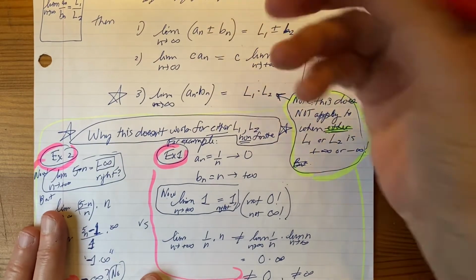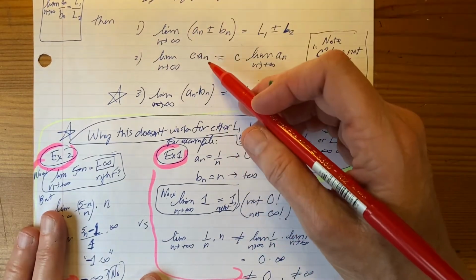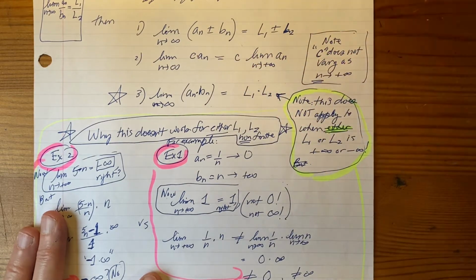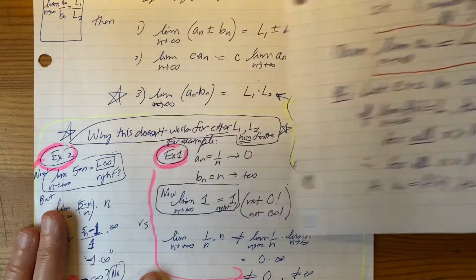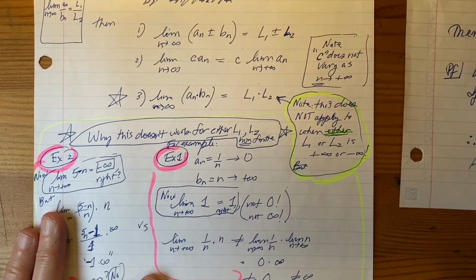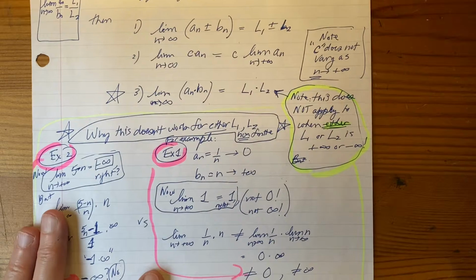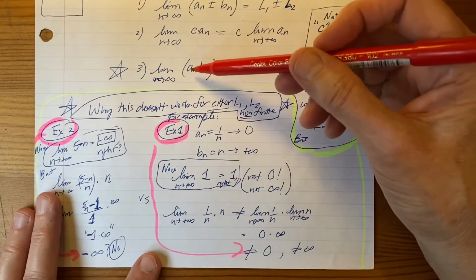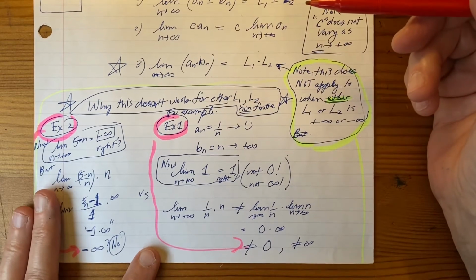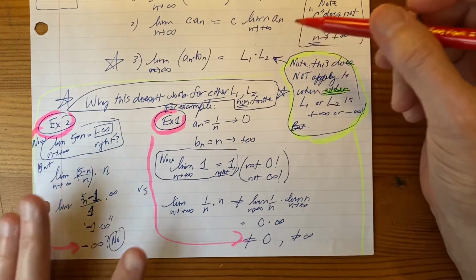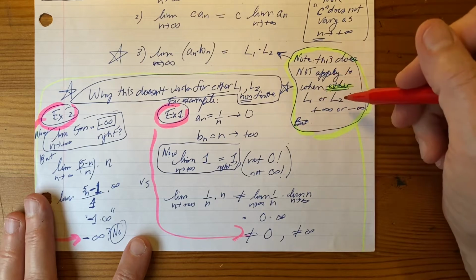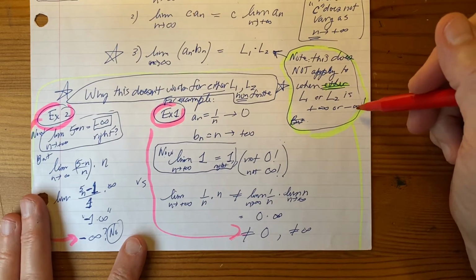The limit of a constant c times a sequence, the c can be brought out front. Again, just by probably using theorem 9.1 here and theorem 1.2 back in section 1.2. Same thing with the product of two sequence elements. But let me reiterate that this does not apply when either L1 or L2 is plus or minus infinity.